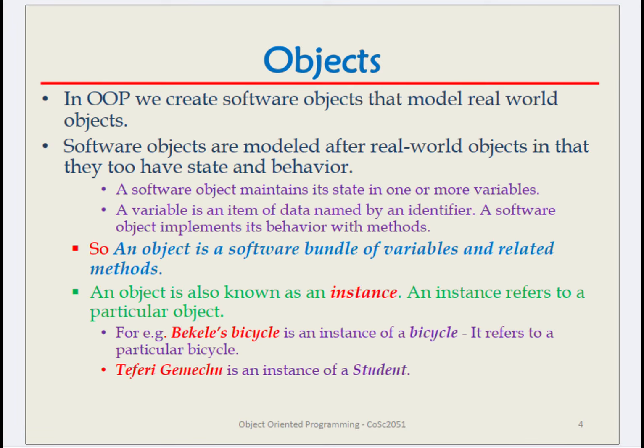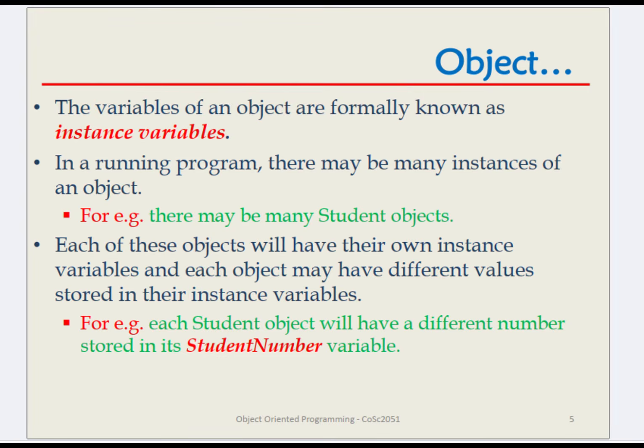Object-Oriented Programming, COSC 2051-4. Object. The variables of an object are formally known as instance variables. In a running program, there may be many instances of an object. For example, there may be many student objects. Each of these objects will have their own instance variables, and each object may have different values stored in their instance variables. For example, each student object will have a different number stored in its student number variable.